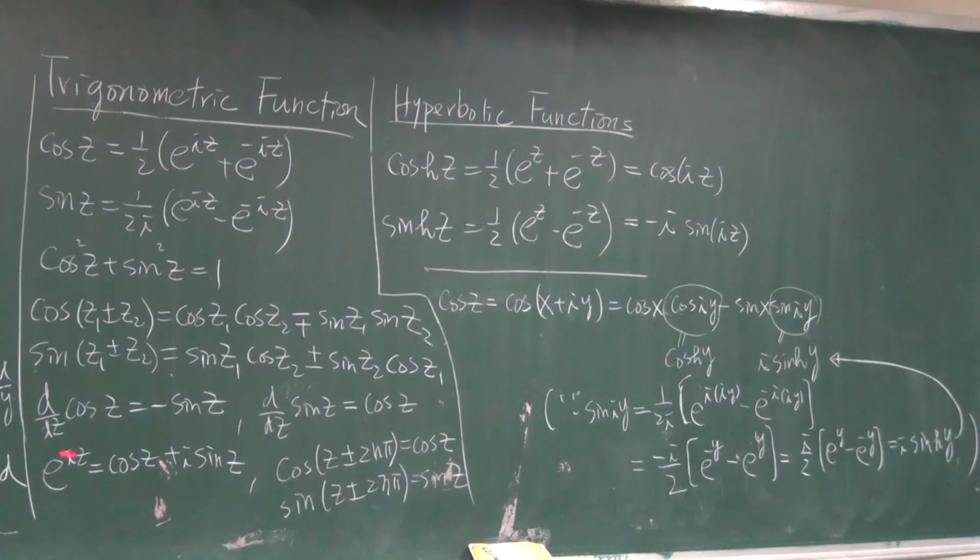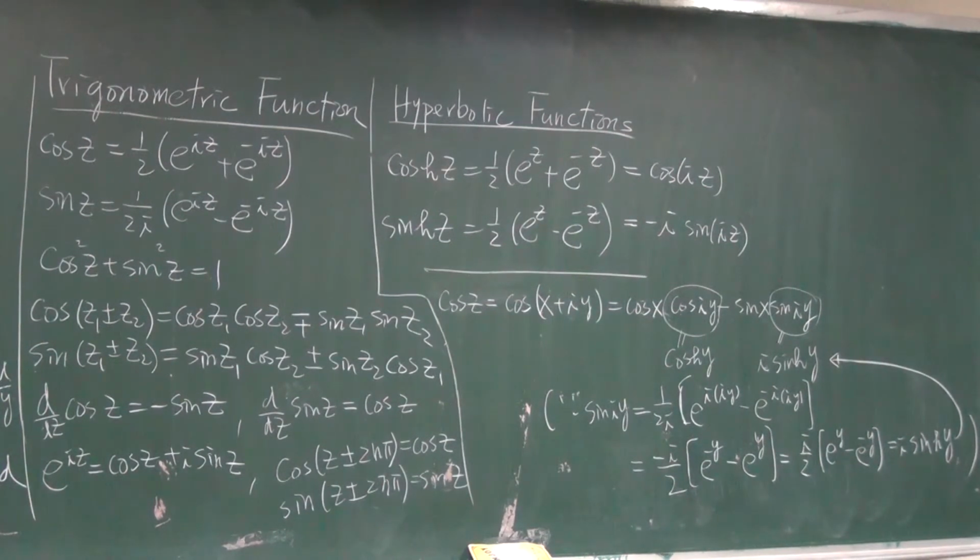And also we have the Euler formula to relate the exponential function to the sine and cosine functions. And also we have the period 2n pi here. Actually, many of the famous properties of the real sine and cosine functions still apply to the complex sine and cosine functions.